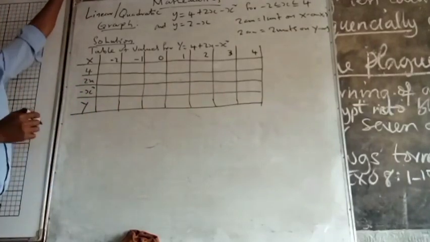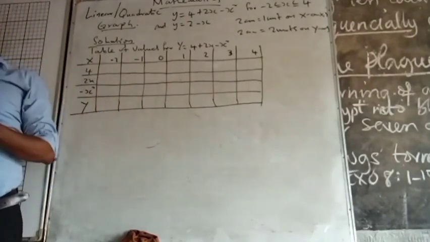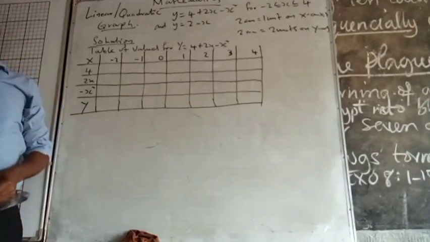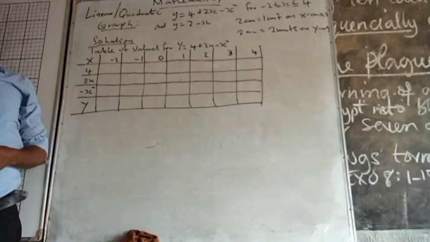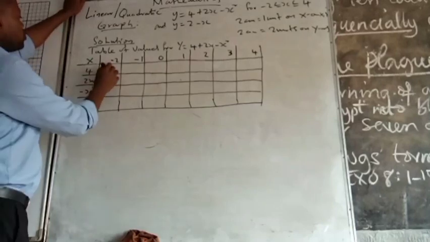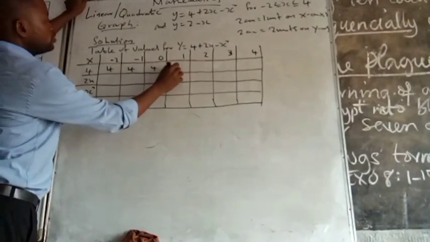A constant is always written across. Are we together? A constant is always what? Written across. So we write the constant across: 4, 4, 4, 4.